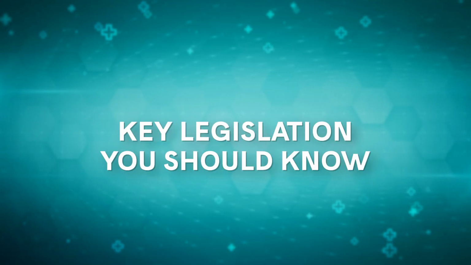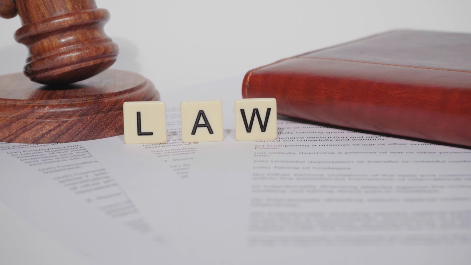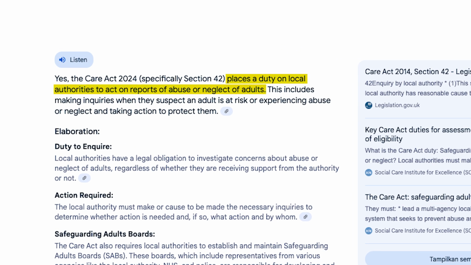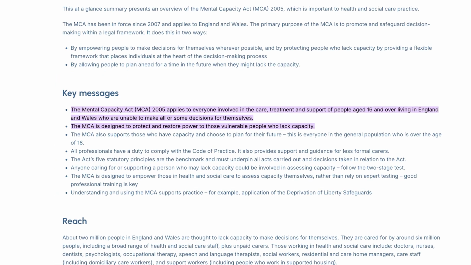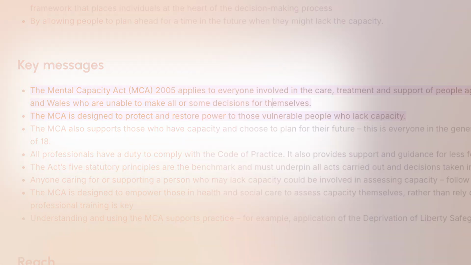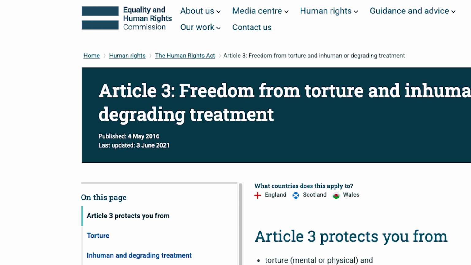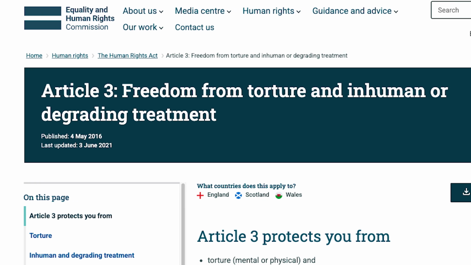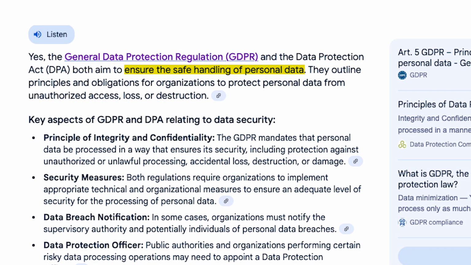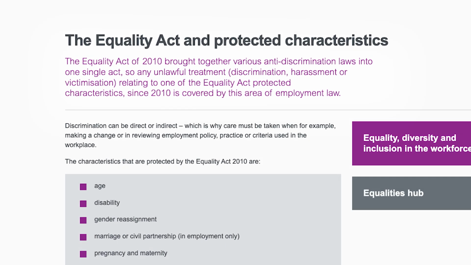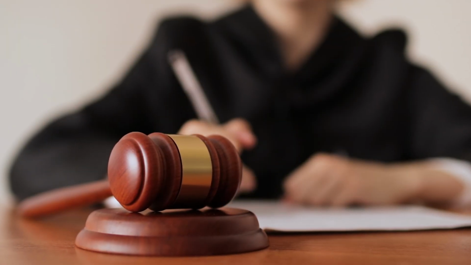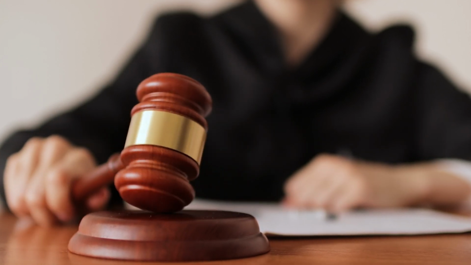Key legislation you should know. Several important laws support safeguarding. The CARE Act, 2024, places a duty on local authorities to act on abuse or neglect. The Mental Capacity Act, 2005, protects those who can't make decisions for themselves. The Human Rights Act, 1998, guarantees dignity and freedom from degrading treatment. The Data Protection Act/GDPR ensures private data is handled safely. The Equality Act, 2010, protects people from discrimination based on who they are. Together, these laws give us a strong legal foundation to safeguard effectively.